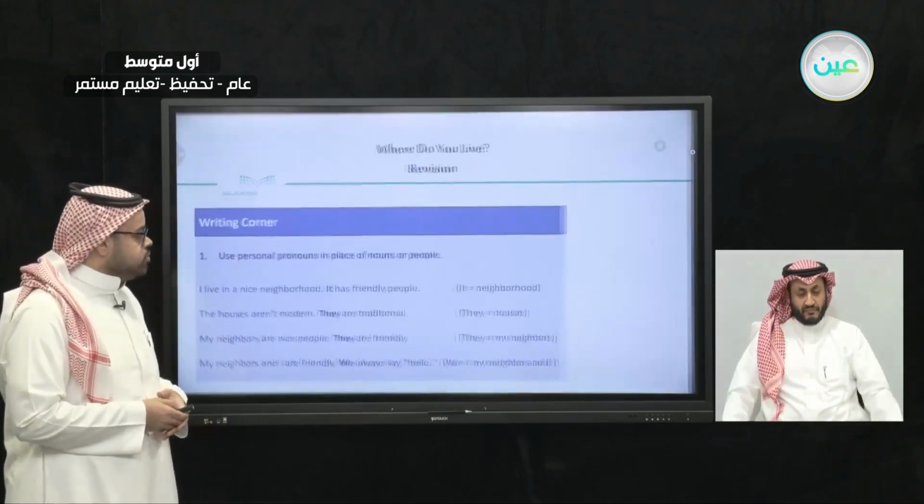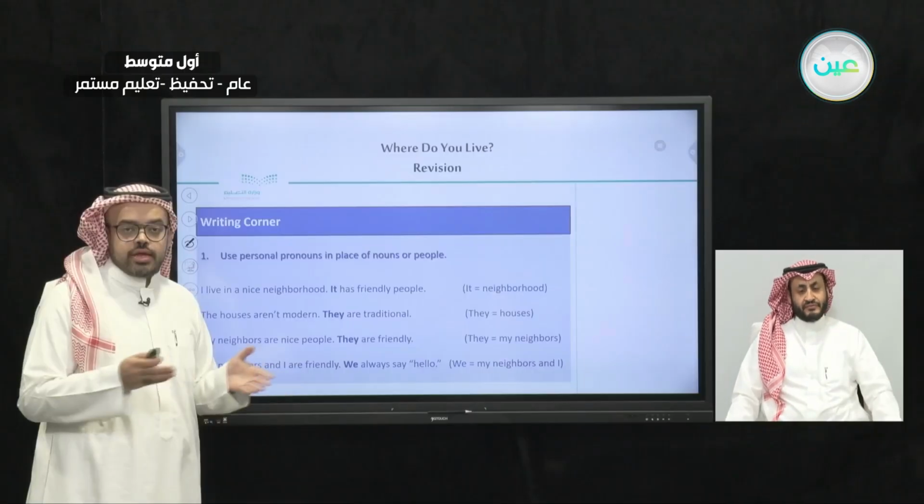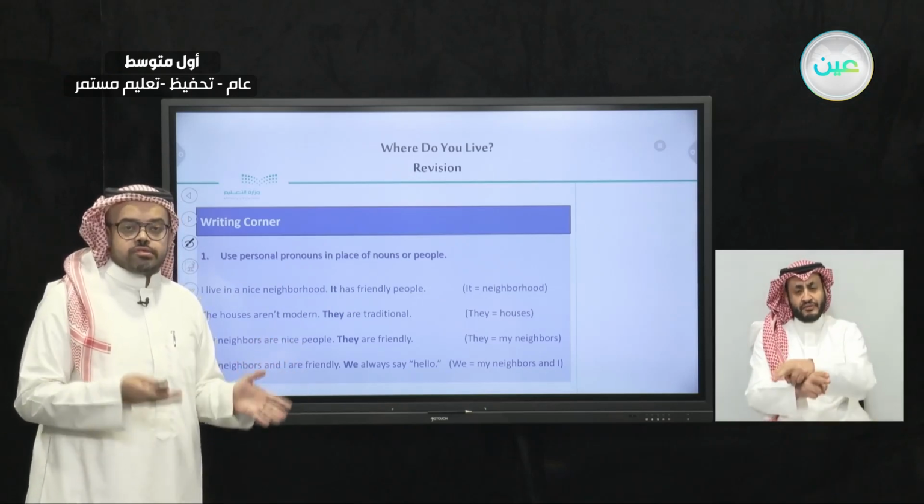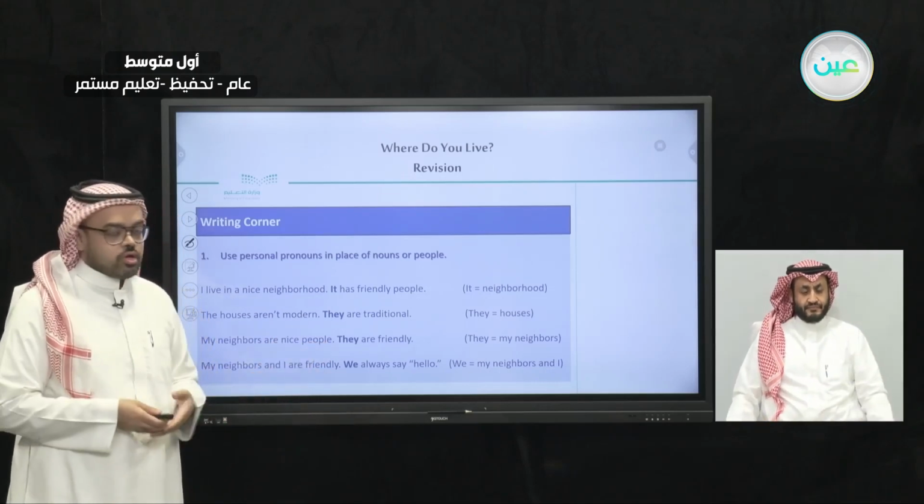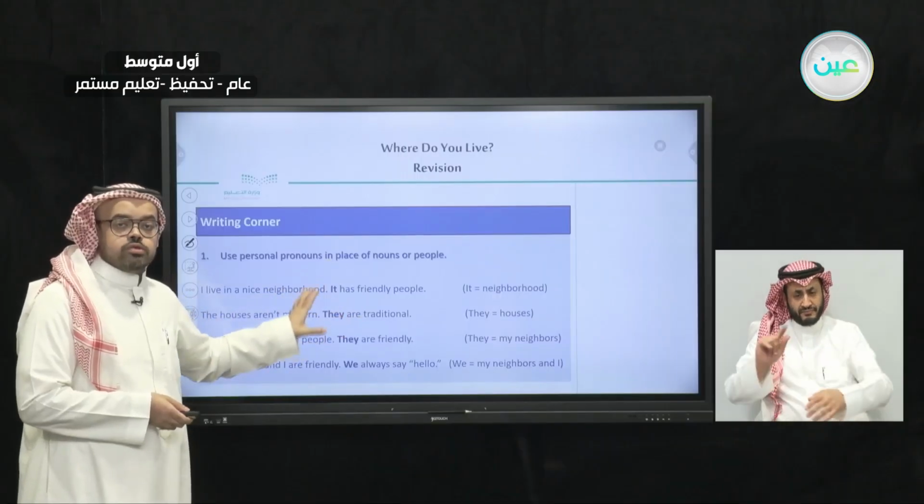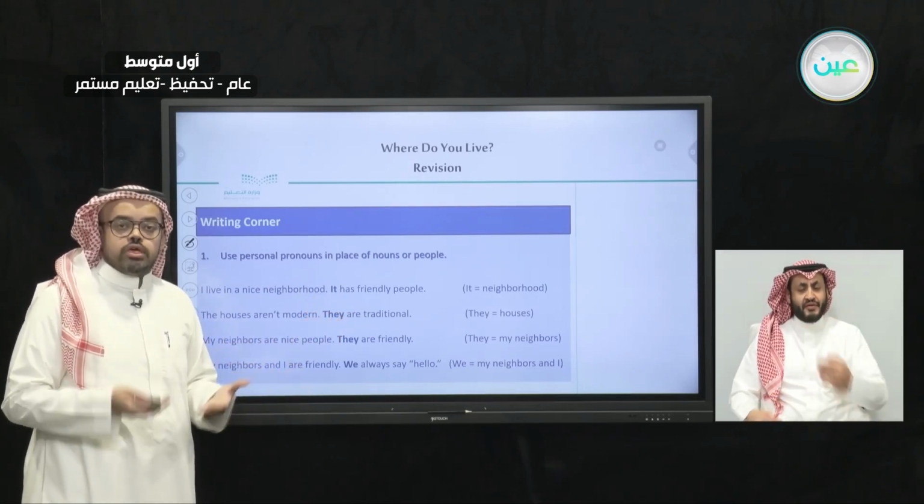And also we have learned about the personal pronoun, and we said that in English, instead of mentioning the names or the nouns more than one time in a text, we can use a personal pronoun instead. For example, if you have a look at the first sentence here, I live in a nice neighborhood. It has friendly people. So it here is actually a personal pronoun. Instead of repeating the word neighborhood more than once, we use a personal pronoun just to make it easier to read and also easier to write.